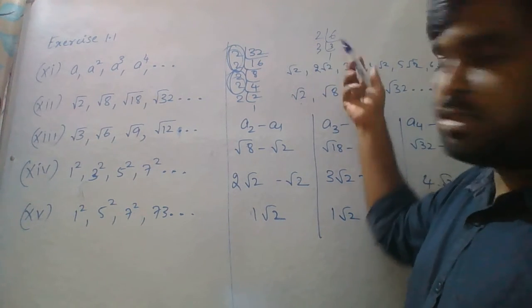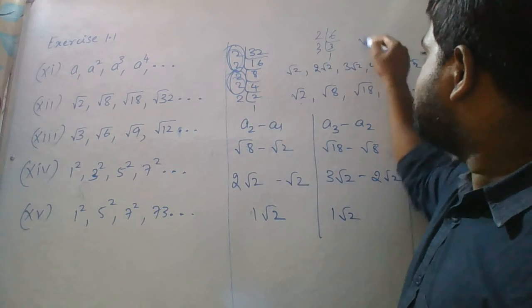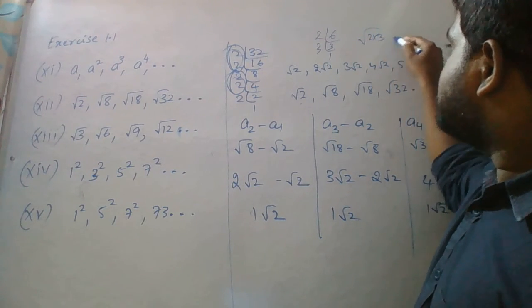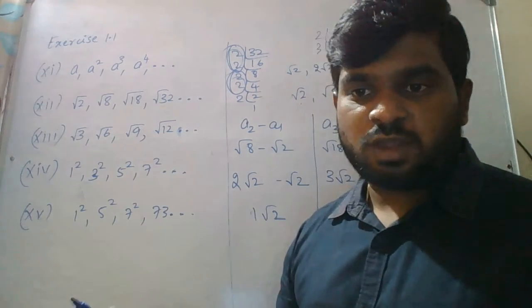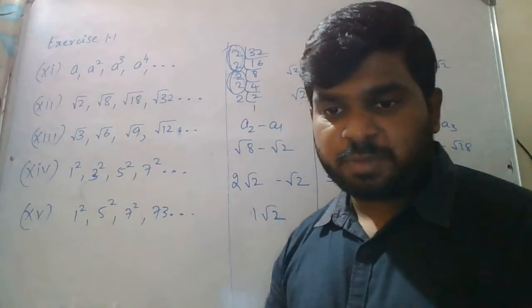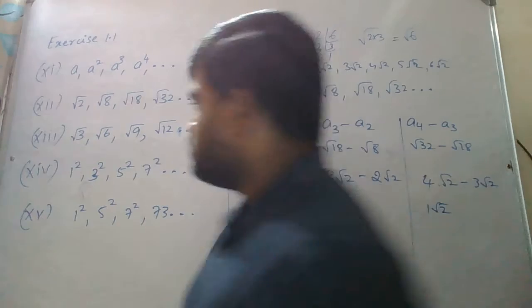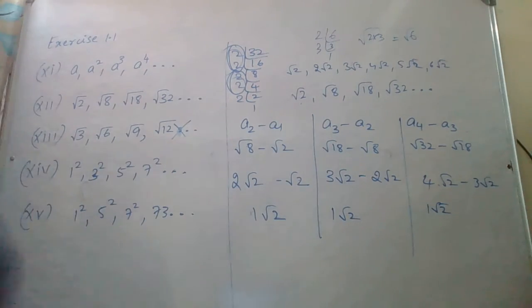Is there a pair for this? There is no pair at all. So both will be inside the root itself. If it is inside the root, you get back root 6 itself. Root 6 minus root 3. You can't do it at all. When you can't subtract it, you cannot find the common difference. So there is no common difference. This is not an AP.